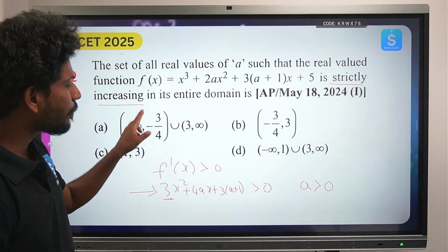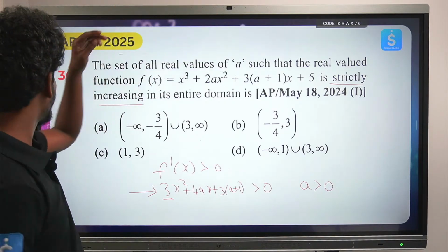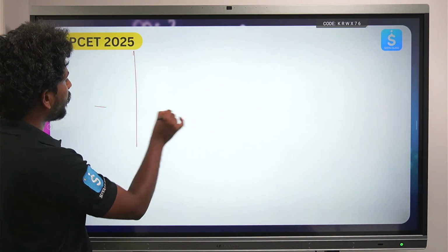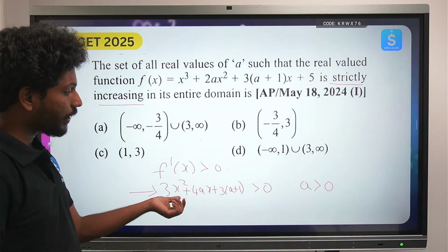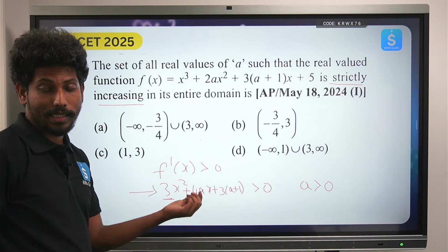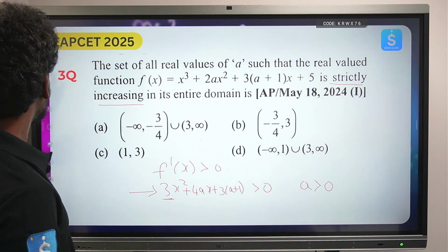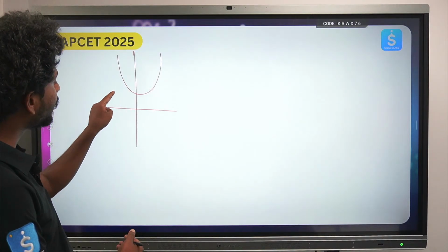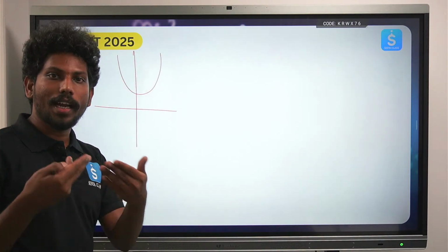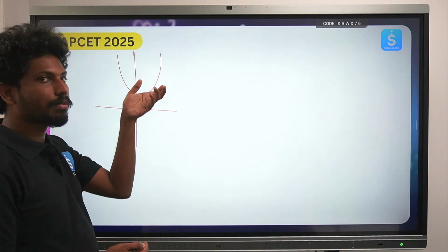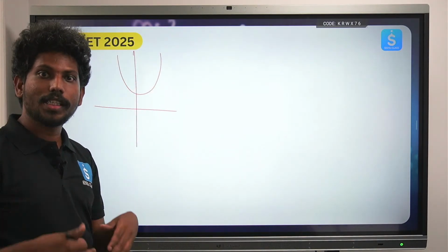So definitely the parabola will be facing up. It will be like this, right? In order to say that it is having no negative value, that means there should be no intersection such that it crosses the x-axis. If it goes below the x-axis, the values will be negative. That means f dash of x will be less than 0.